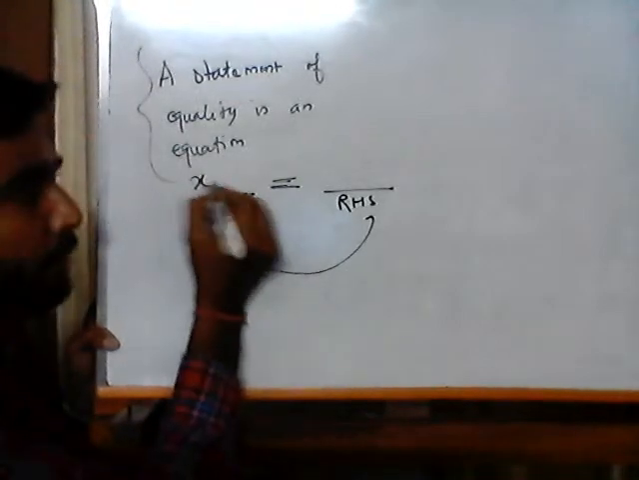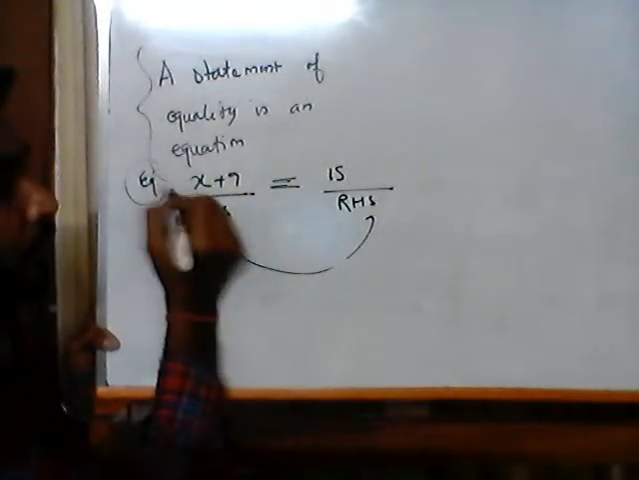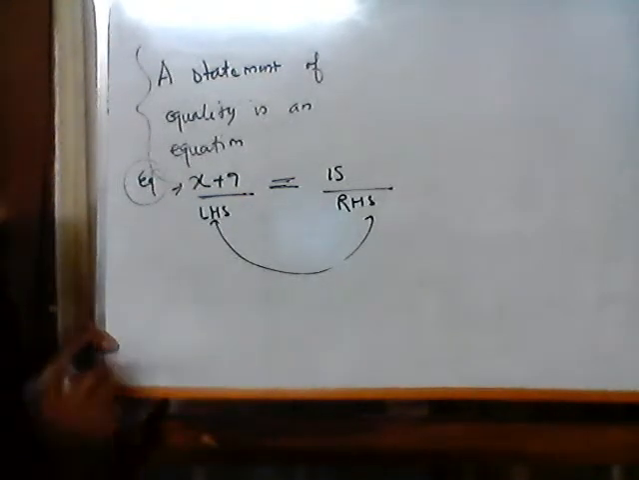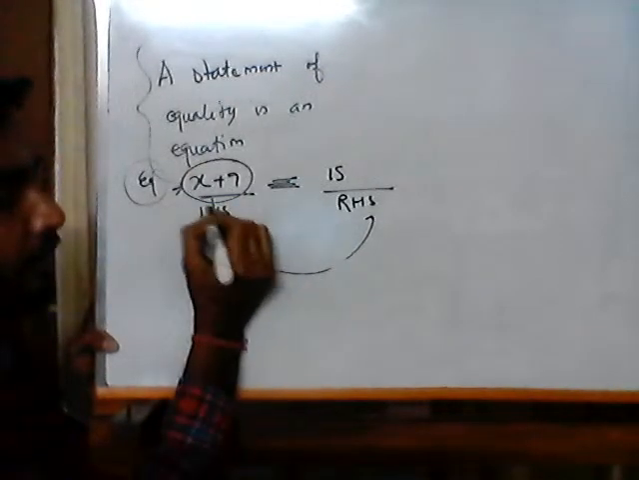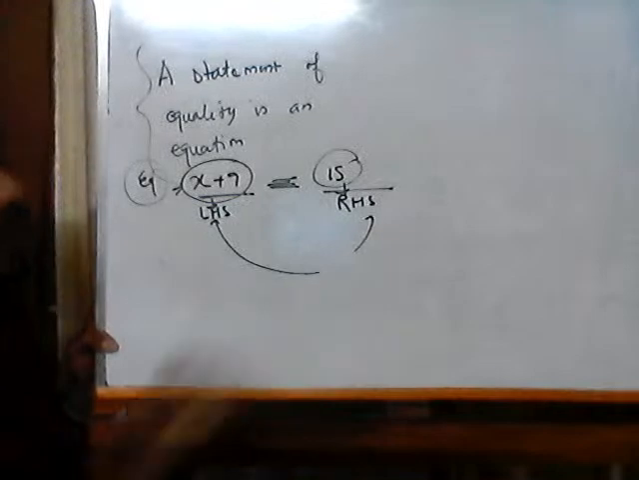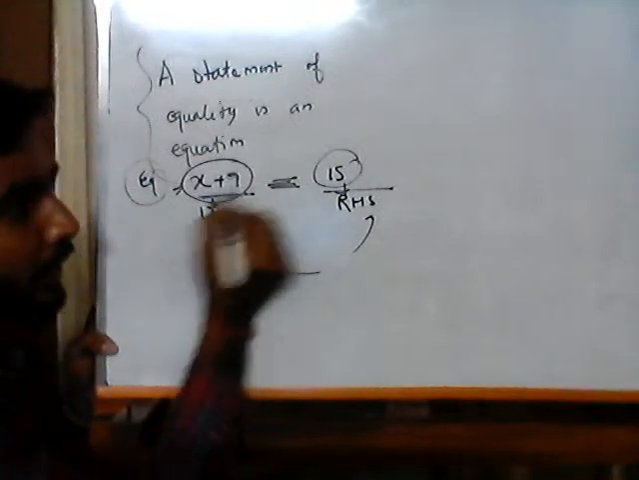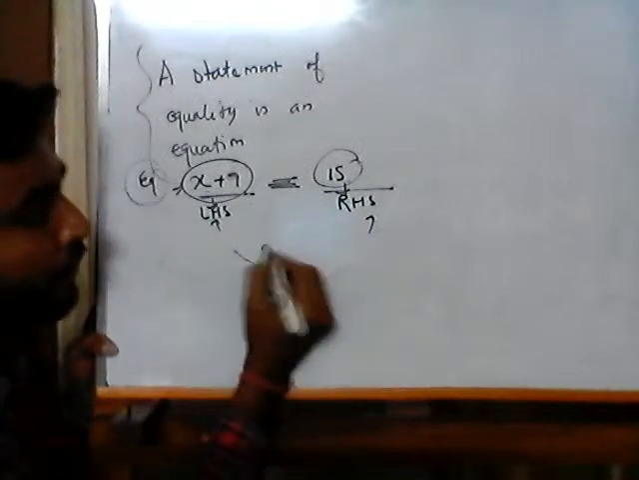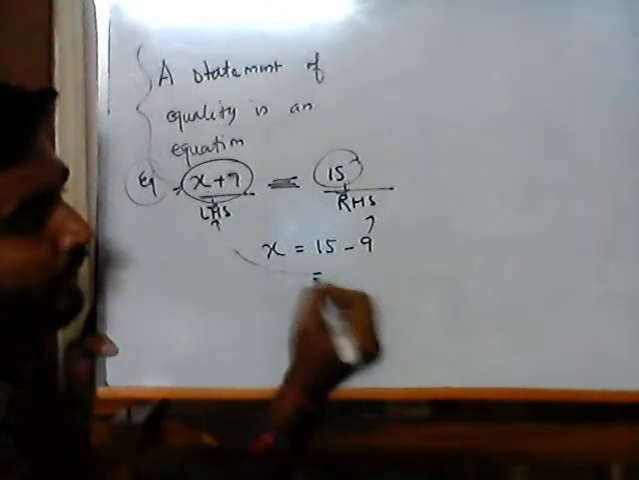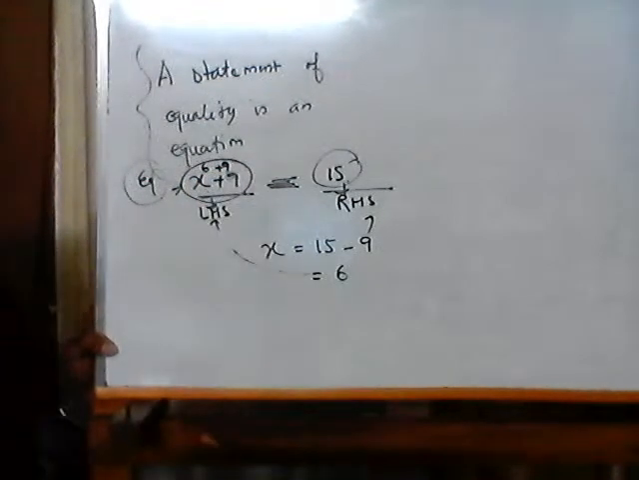Suppose I write x plus 9 is equal to 15. This is an example of an equation. Here the part lying on the left side of the equation is the left hand side and the part lying on the right side is the right hand side. The left hand side and the right hand side should have the same value. After solving this equation you will get x is equal to 15 minus 9, that is 6, and if I add 6 plus 9 you will get 15.